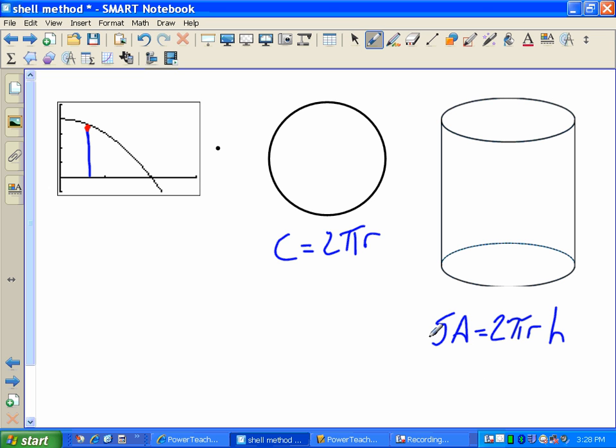So if I get the surface area, I can then multiply it by the thickness to get the volume of one shell. The volume of one shell is going to be 2 pi r h times delta x. So that's the basic thing. We start with a point. Point becomes a circle. Circle becomes a cylinder, a shell, if you will. Multiply by the thickness. That gets me the volume of one shell. And then, of course, we're going to integrate to get all of the shells.